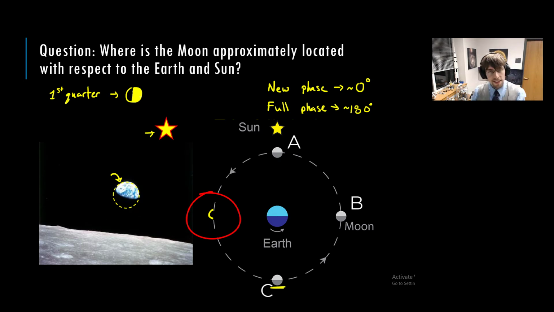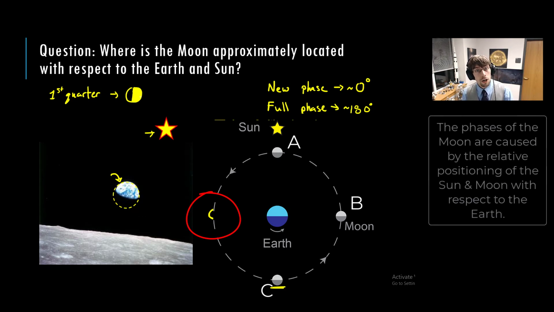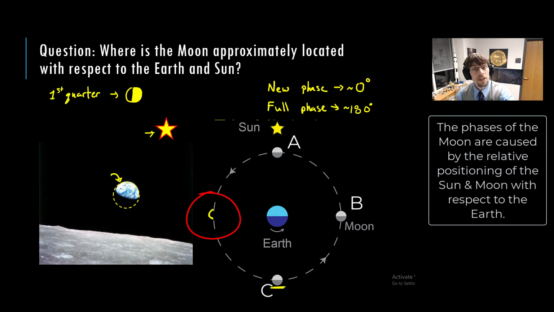What I like to say is that the phases of the moon are caused by the relative position between the sun, the observer, Earth, and the moon. Okay? That is what causes the phases.